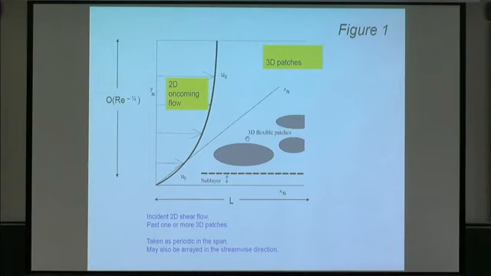These patches could be randomly placed, but in fact we'll be taking them as periodic in the span, that's the z direction, and perhaps a row or two in the x direction. There's our length scale L, and that's about it.